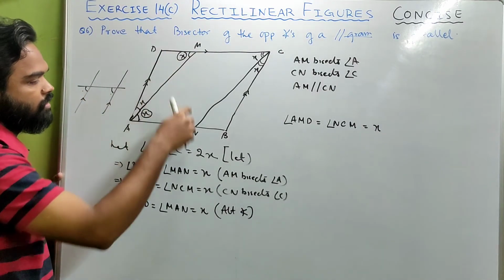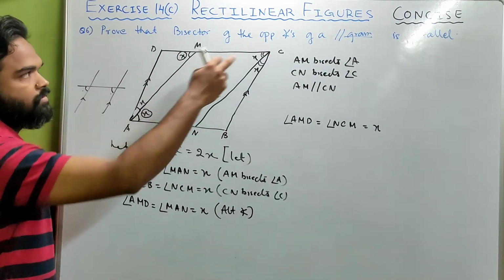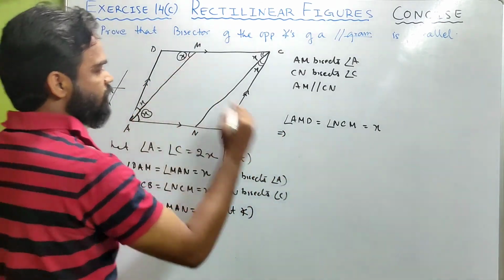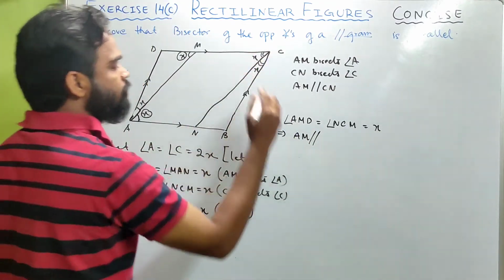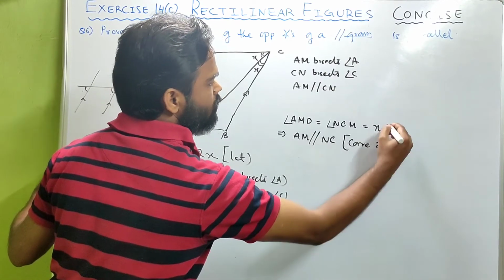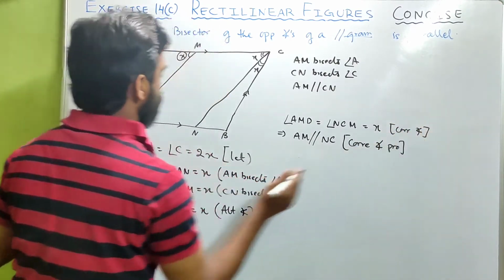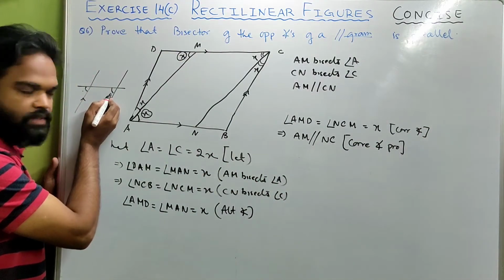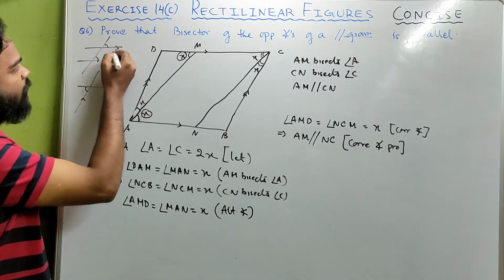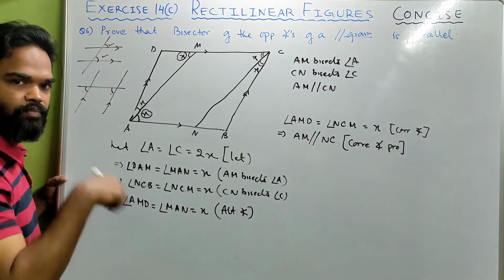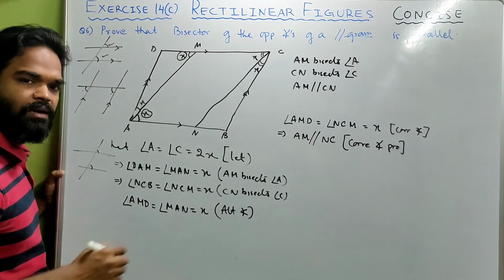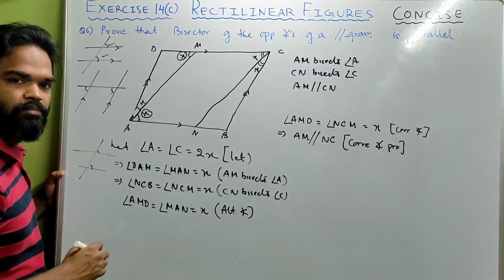Similarly, angle AMD and angle NCM, suppose CD is a transversal, which implies AM is parallel to NC by the corresponding angle property. If these two angles are equal, then we can say that it's a parallel line. Try to get it. If this line is parallel to this, then this angle and this angle are equal. So if these two angles are equal, then these lines will be parallel to each other. So we have used that property.